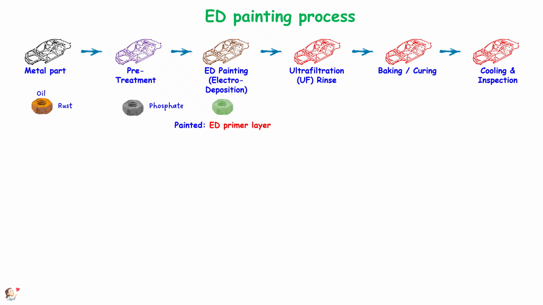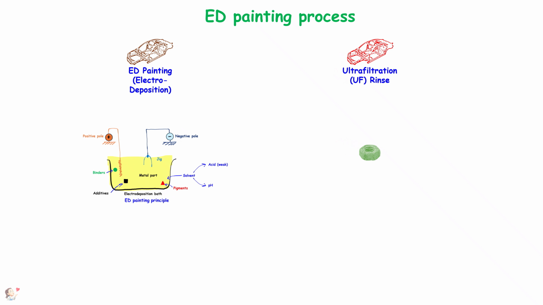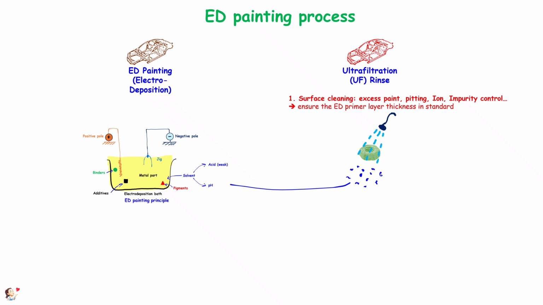However, when the metal part is removed from the paint bath, we have the problem of remaining binders and chemicals on the surface. Therefore, we need to clean it thoroughly using an ultrafiltration UF rinse. Step 3, ultrafiltration rinse. This step has 3 main purposes. Firstly, surface cleaning, excess paint, ionization, ensuring the ED primer layer thickness meets standards. After rinsing, a large amount of paint and chemicals are collected and reused.